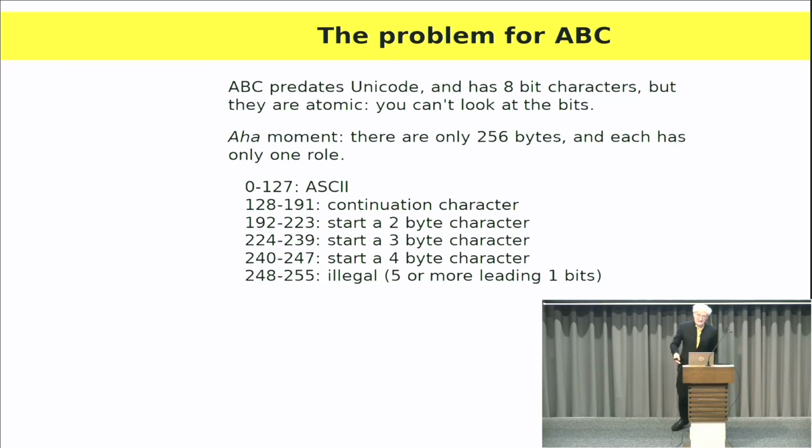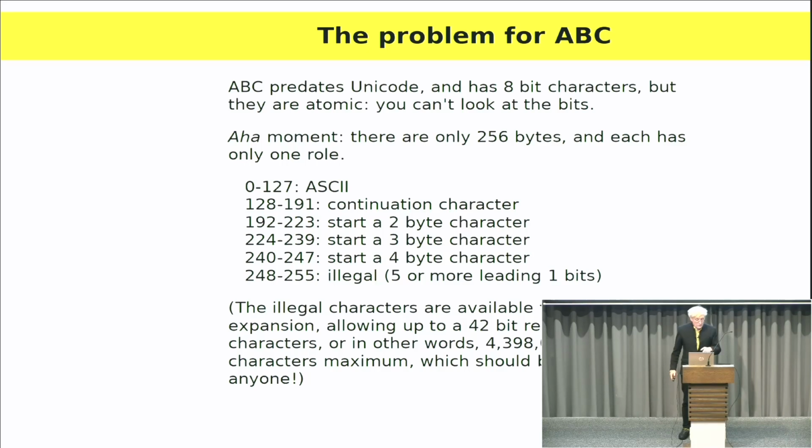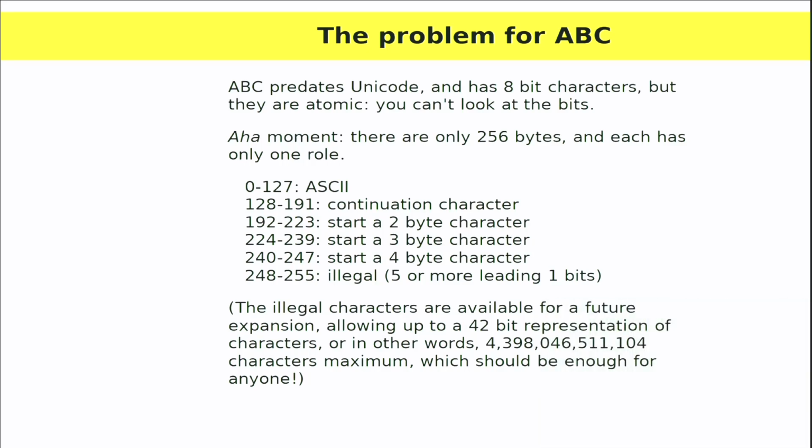So the bytes 0 to 127 are ASCII. Bytes 128 to 191 are continuation characters. 192 to 223 start a 2-byte character, and so on. And then the last few, 248 to 255, are illegal characters because they've got 5 or more leading ones. I should say the illegal characters are available for a future expansion of Unicode, allowing up to 42-bit representations of characters. So in other words, we could have 4 trillion characters maximum, which should be enough for anyone.